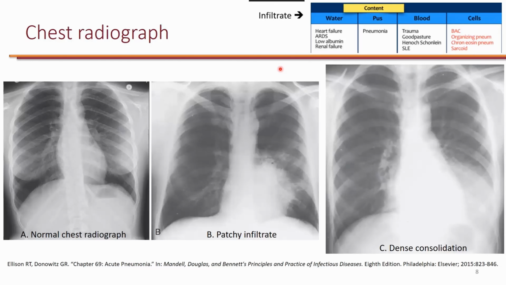Now, there are different ways of describing infiltrates. Two of the common ones that you will encounter are patchy infiltrates and dense consolidation. Patchy infiltrate is usually due to either the presence of fluids or viral infections or atypical organisms. And when you have dense consolidation, as you can see in film C, it is usually more likely to be due to non-atypical organisms such as gram-positive and gram-negative organisms.